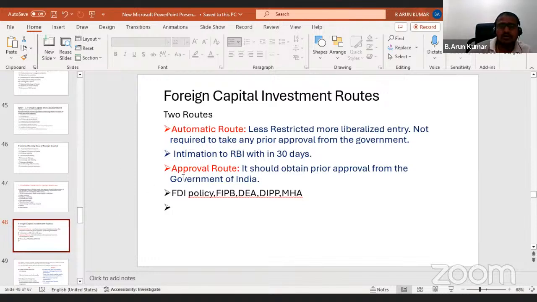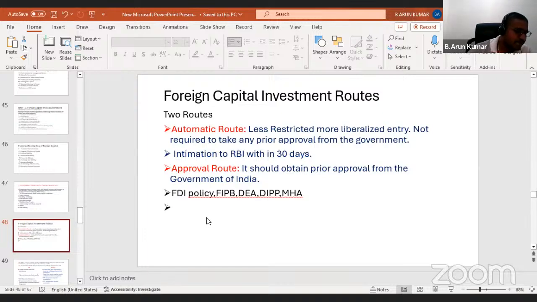So for the automatic route, there are no restrictions on investment, but for the approval route, based on the Department of Industrial Policy and Promotion, some areas are restricted. So these are the two routes for getting foreign capital.